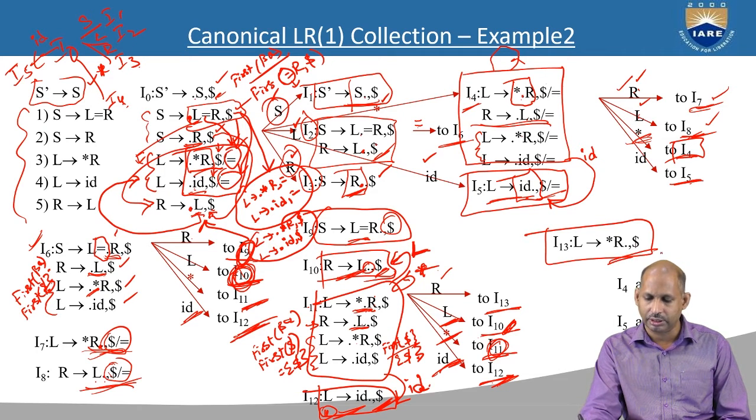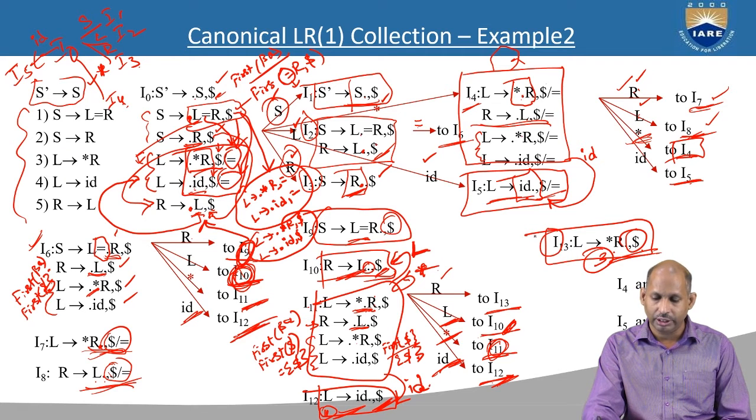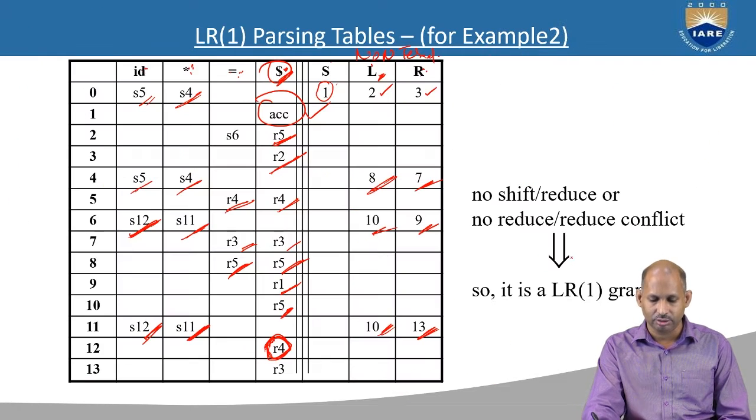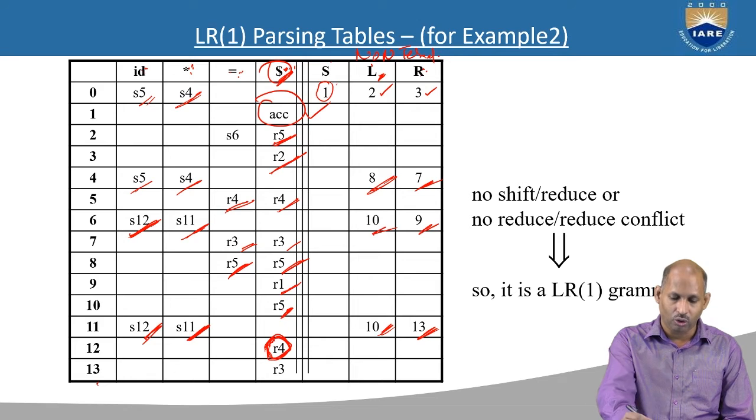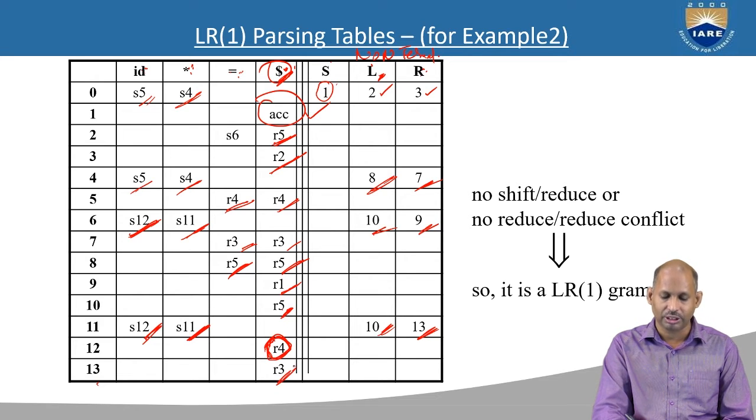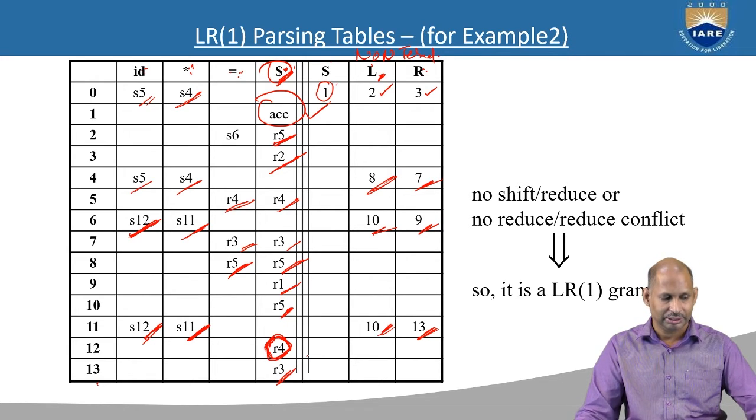I3 on dollar, what is the production number? 3. What is the terminal here? Dollar. So in I30, on dollar, reduce production number 3.